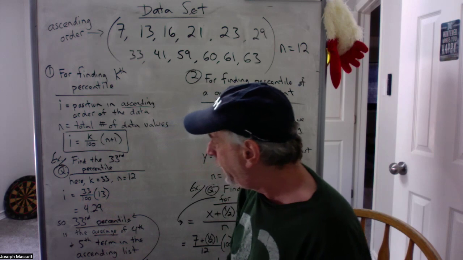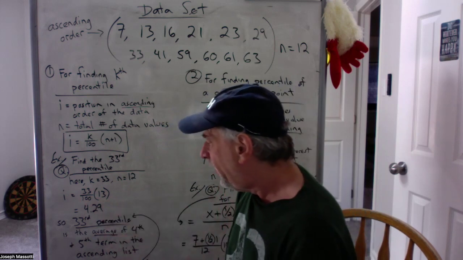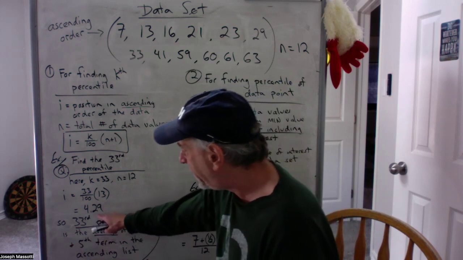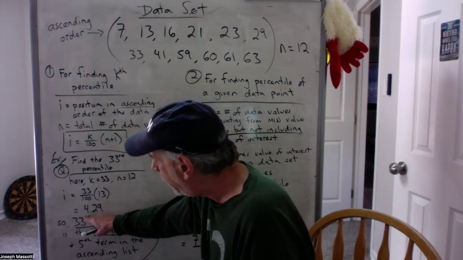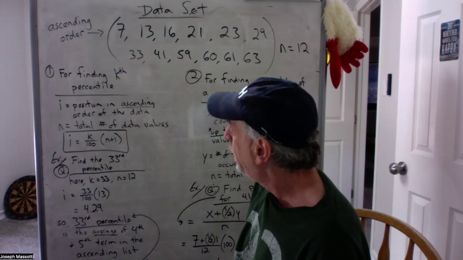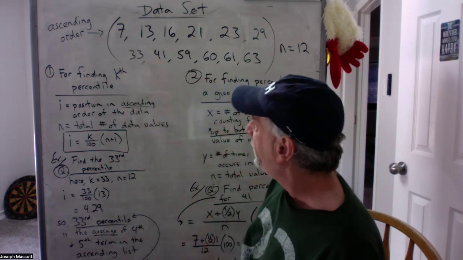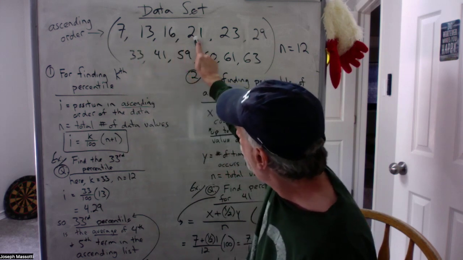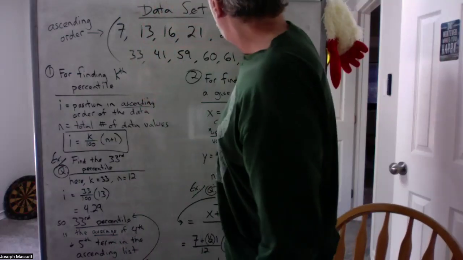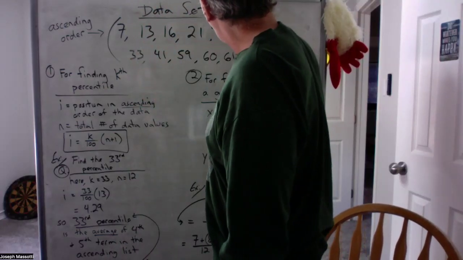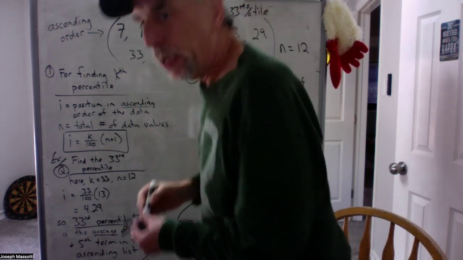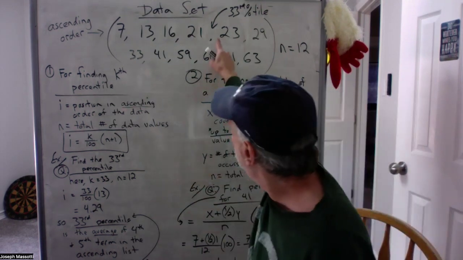We calculate that value and we come up with this non-whole number of 4.29. So what that tells us is the 33rd percentile occurs between the 4th and the 5th value in the ascending list. So we just take the average of the 4th and the 5th value. So 1, 2, 3, 4, and 5. So we're taking the average of those two values. This is where the 33rd percentile occurs. Okay. 33rd percentile occurs between these two values.